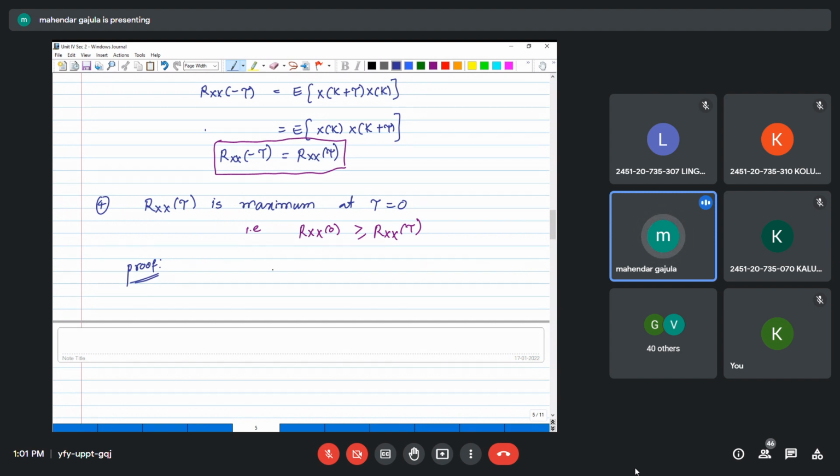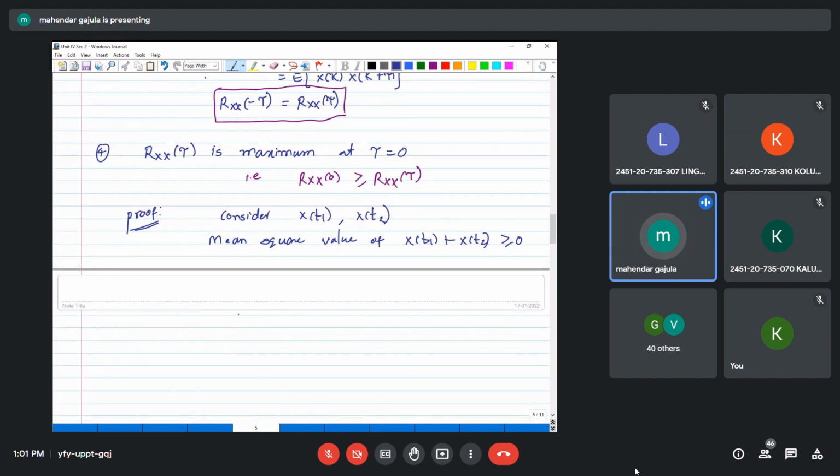So for this, let us consider two random variables: x(t1) one random variable, x(t2) the other. Now let us find the mean square value of x(t1) plus x(t2). What is the mean square value? It is always greater than or equal to 0. Can you write it mathematically? Mean square value is the expectation of (x(t1) plus x(t2)) whole square, which is greater than or equal to 0.